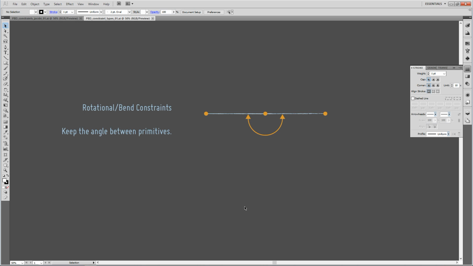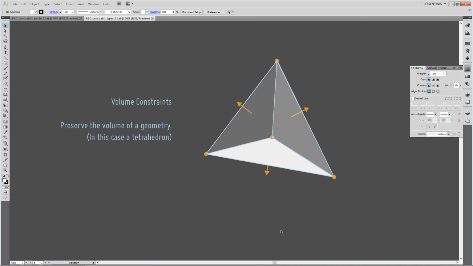However, with Vellum, we get additional constraint types, such as the rotational or bend constraints, that keep the angle between primitives or the angle between constraints. For example, when you have a wire, it can only bend so far. You could think of this as kind of a rotational spring, keeping the angle between those 2 primitives here. And finally, we have volume constraints that try to preserve the volume of a geometry. So this only works if you have some piece of geometry that actually has some volume to it. For example, here, this tetrahedron, where we tell the solver to keep this volume of this whole geometry here.